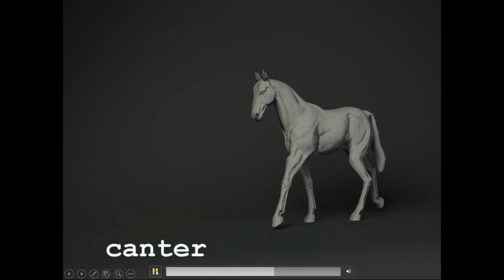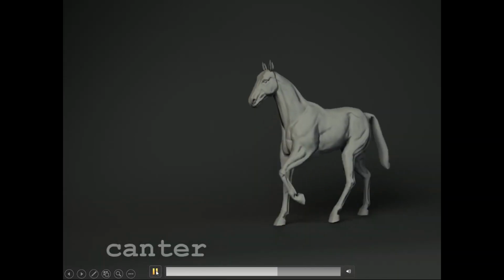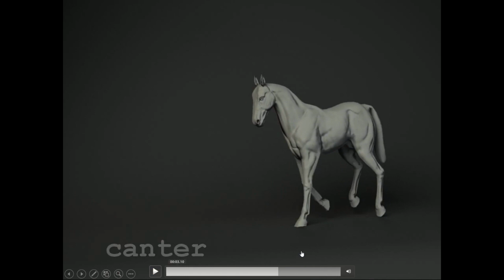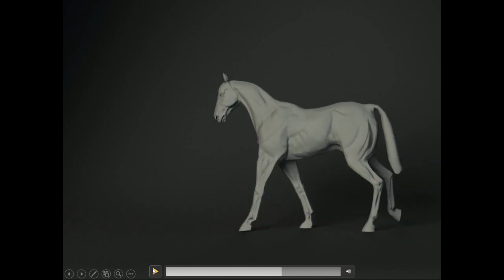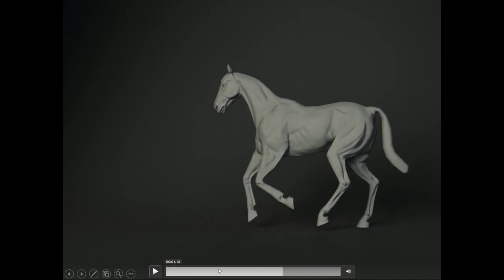This is canter. So one leg is on the ground while the other three are in the air. Then three legs are on the ground and one is in the air. Alternately, three legs will be in the air and one leg will be on the ground.